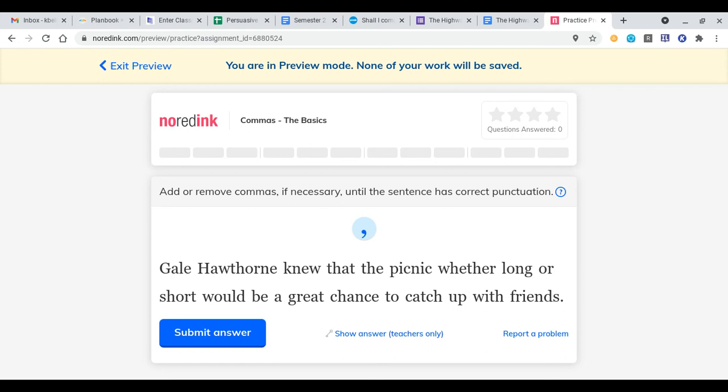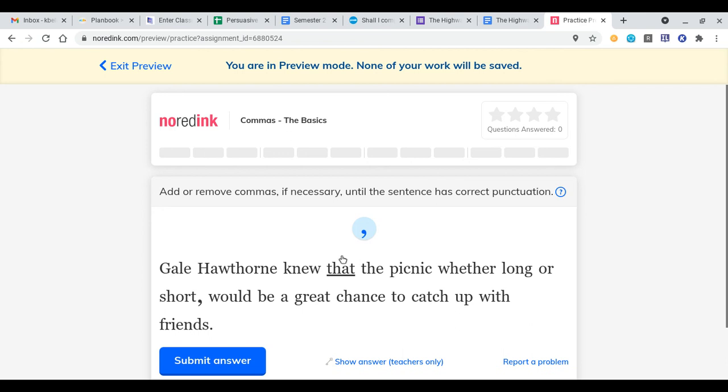So Gail Hawthorne knew that the picnic would be a great chance to catch up with friends. That sentence makes sense on its own. So this phrase, whether long or short, between our commas can be omitted and our sentence would still make sense. It would not change the meaning too drastically. Very minor meaning change.